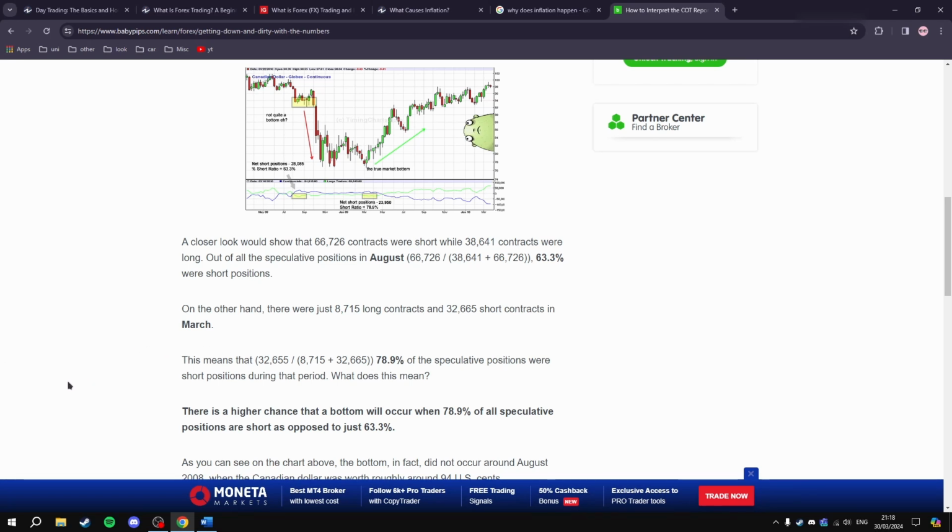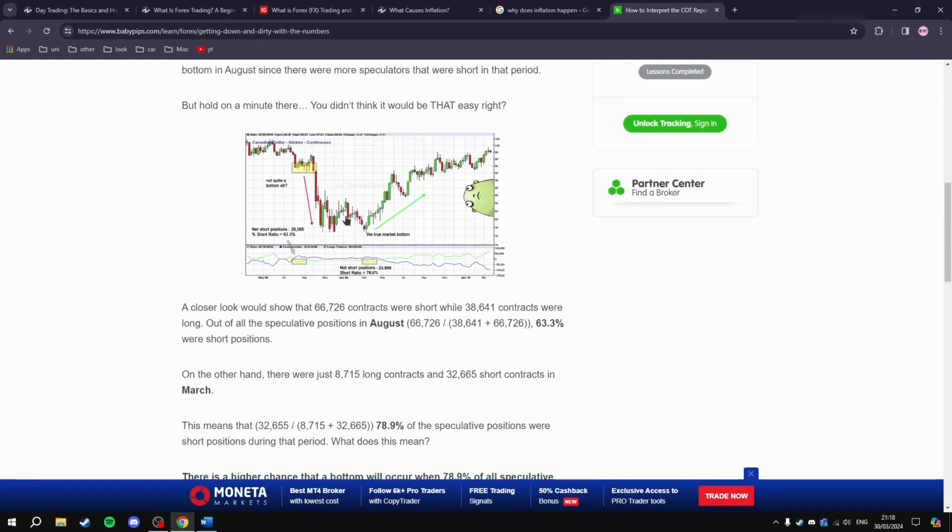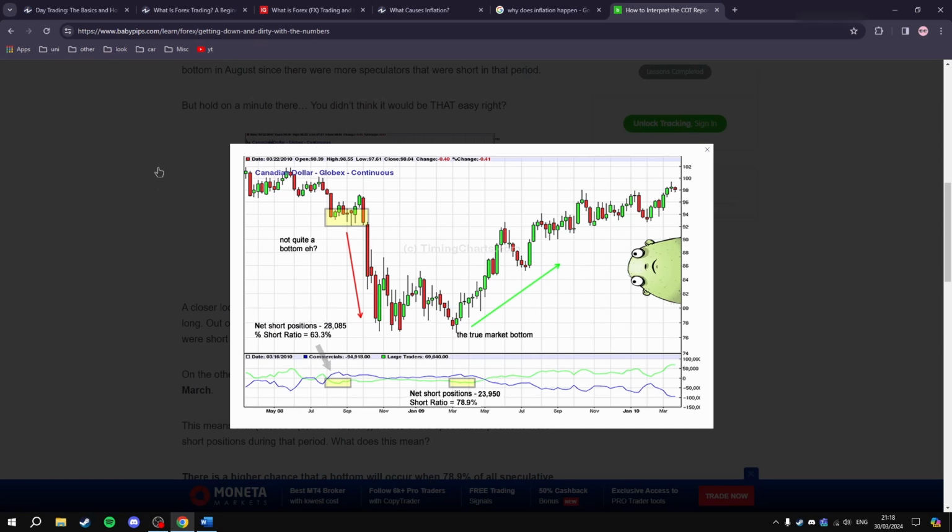What does this mean? There is a higher chance that a bottom will occur when 78.9% of all speculative positions are short, as opposed to just 63.3%. So, not quite bottom A. Net short positions is 28,085, and the percentage short ratio is 63.3%. Net short positions 23,950, short ratio is 78.9%, the true market bottom over here.